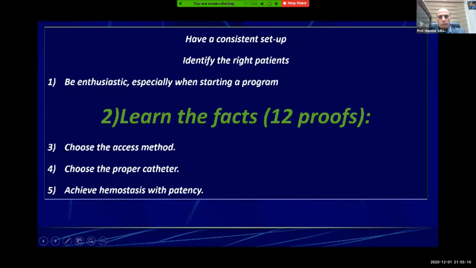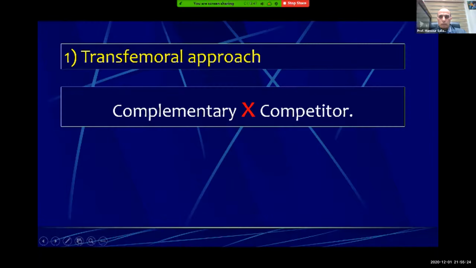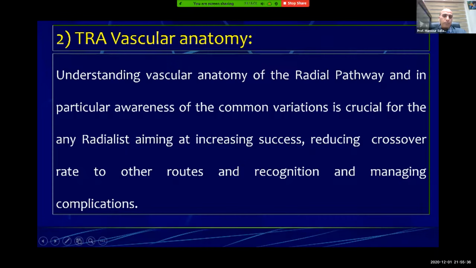I prepared for you 12 facts with their proof. Before you start the radial program, you have to put in your mind: okay, I will start with the transfemoral approach. The transfemoral approach is not a competitor to the radial, but it is complementary, and it should be your friend. You have to be experienced in the transfemoral approach when you start the radial approach as well.